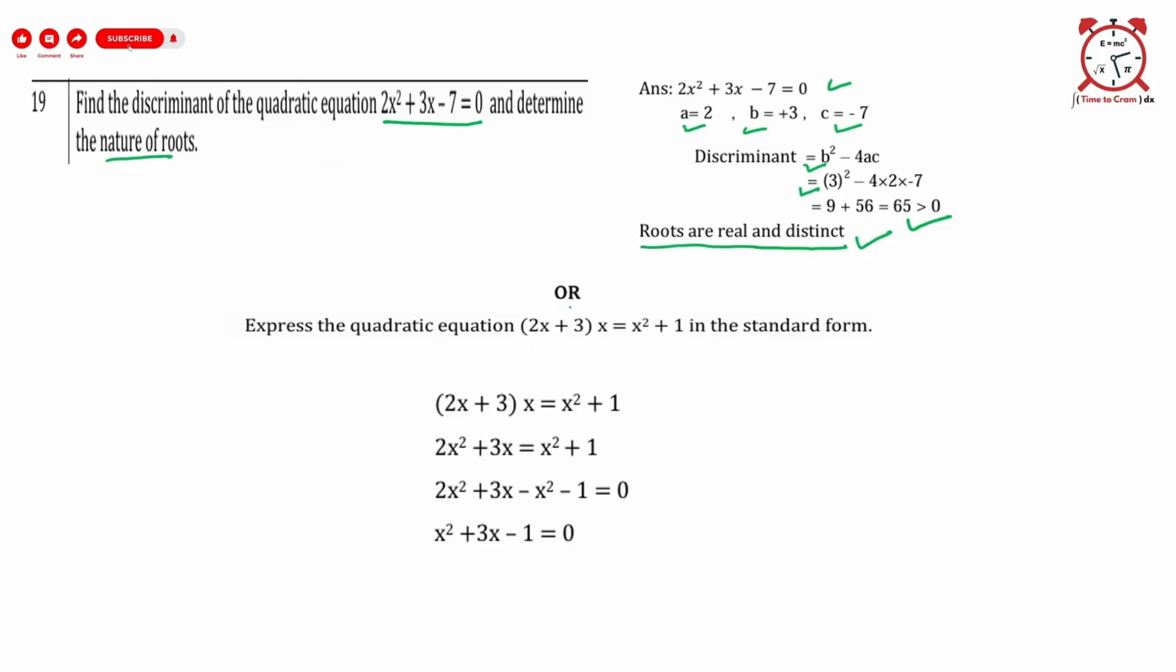In this question we have an internal option: express the quadratic equation given in the standard form. So we have to simplify. We are writing the equation again. Now we have to multiply the bracket with x, and then we get these expressions. If we simplify by the transpose method, then this is the standard form of the given quadratic equation. Okay students, are you getting all the things? Okay, thank you. Let us go ahead.